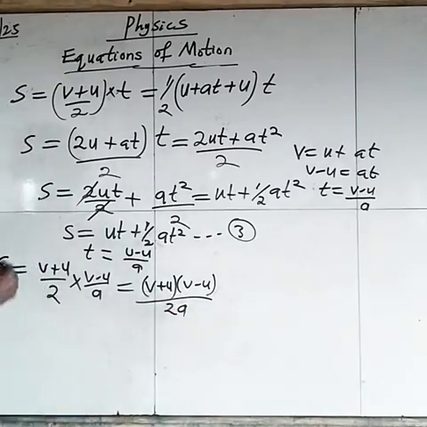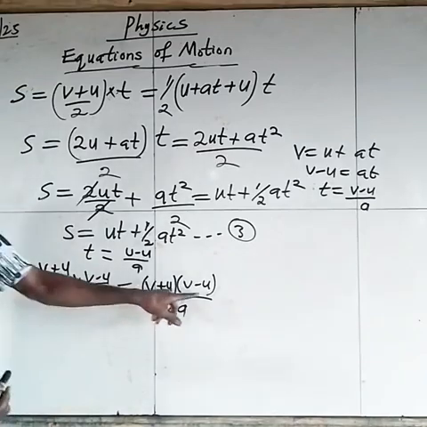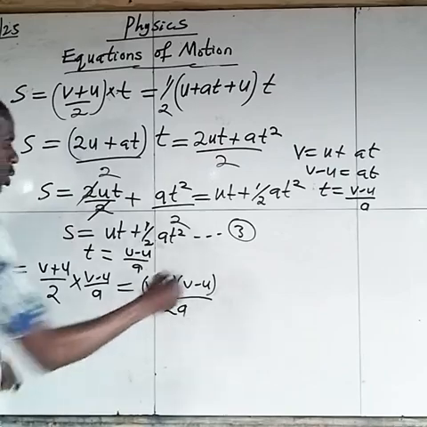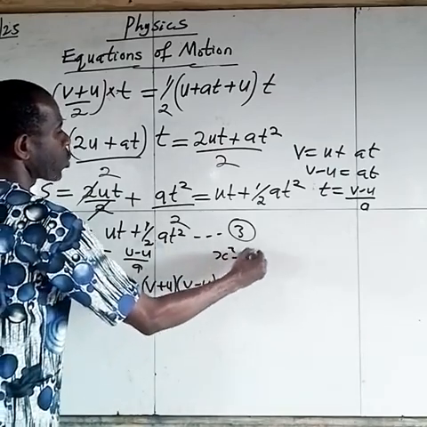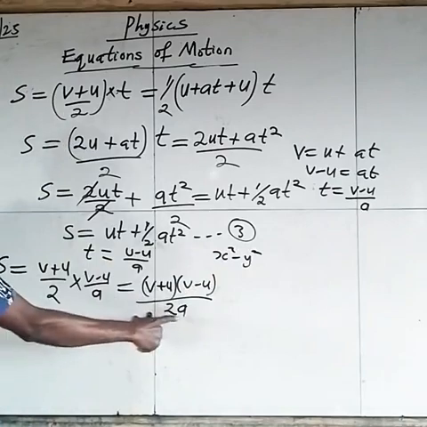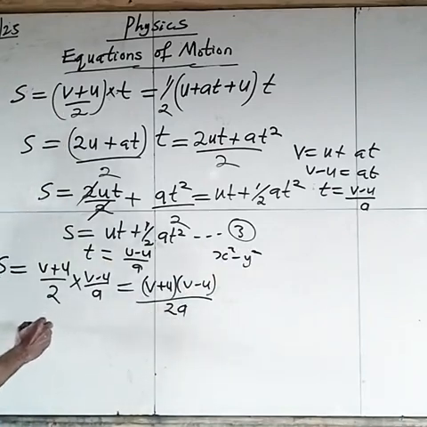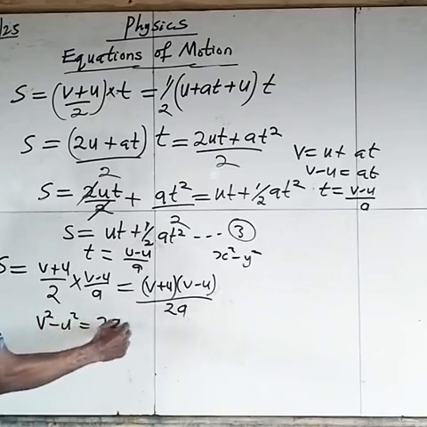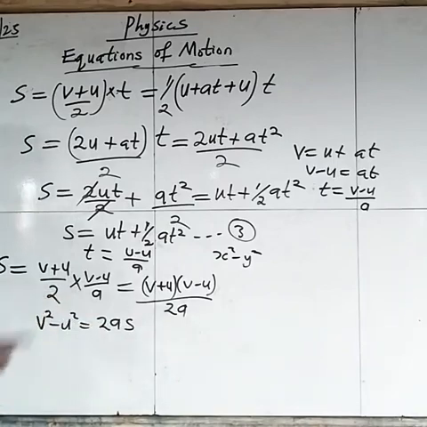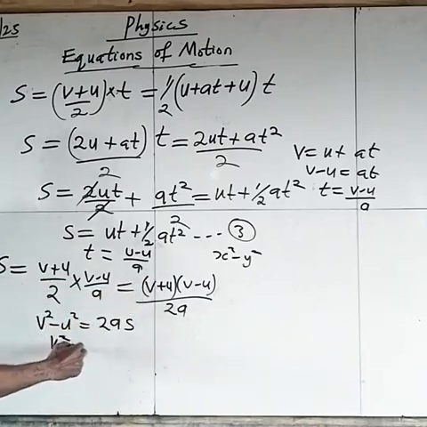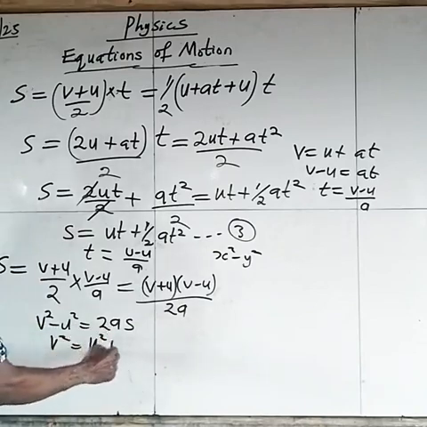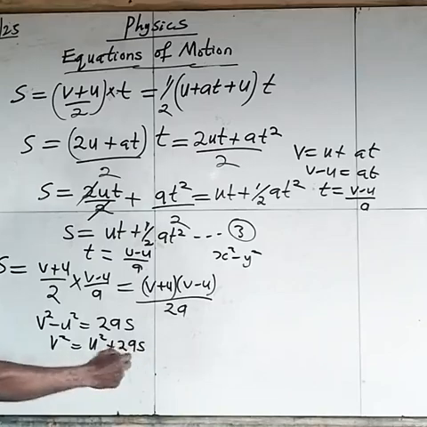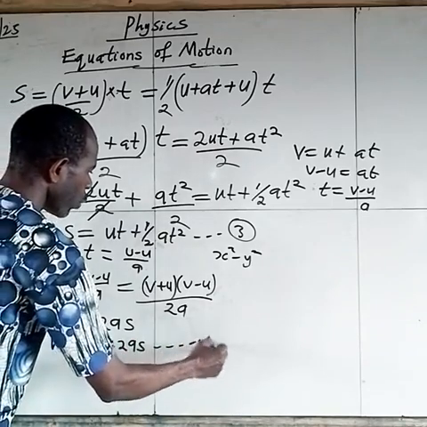Now, in mathematics, whenever you have something like this, it becomes a difference of two squares, such as x squared minus y squared. So we are coming here, then let us cross multiply so that we now have v squared minus u squared equal to 2as. So from here, let us make v the subject of the formula. Take this negative u squared to the other side. We have v squared equal to u squared plus 2as. So this is your equation 4.